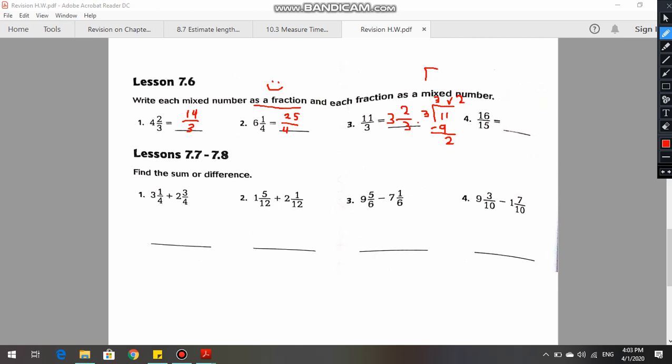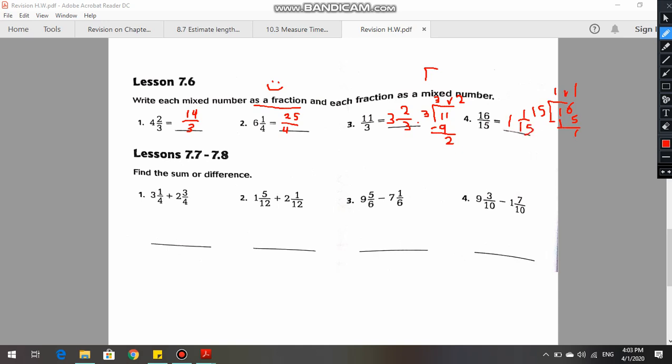Here also it's a fraction, so I have to convert it into a mixed number. So I'm gonna divide 16 divided by 15. Okay, it's 1, guys. 1 times 15 equals 15. And remainder will also be 1. So 1 as a whole, 1 as the numerator and denominator never change.